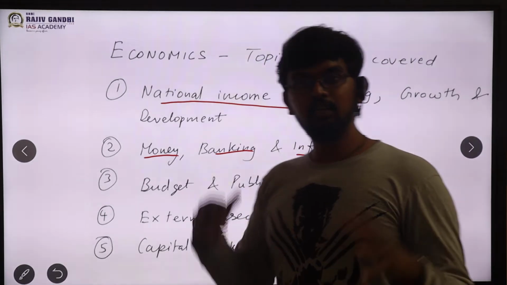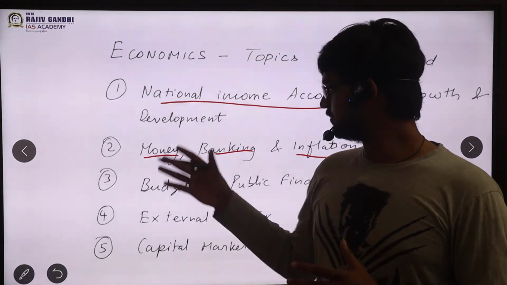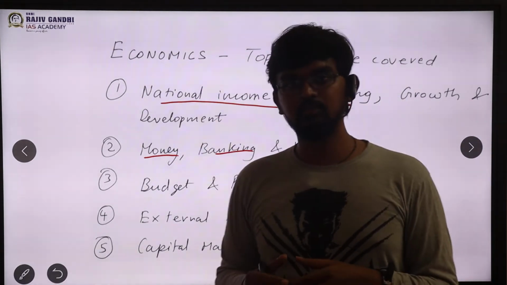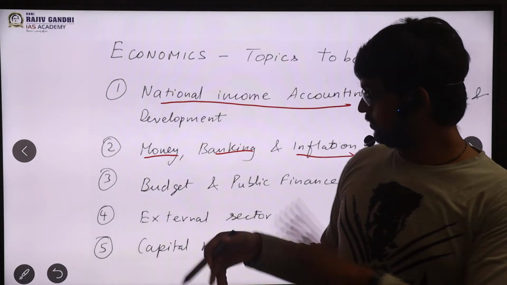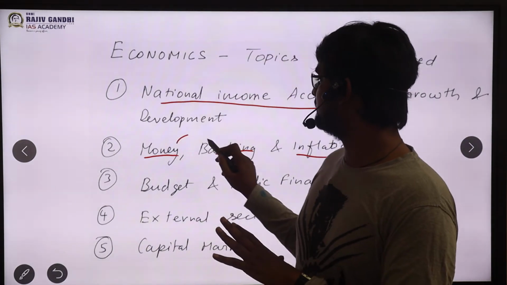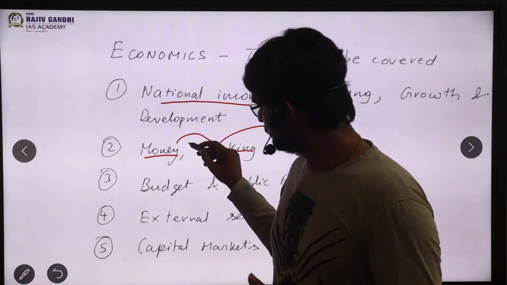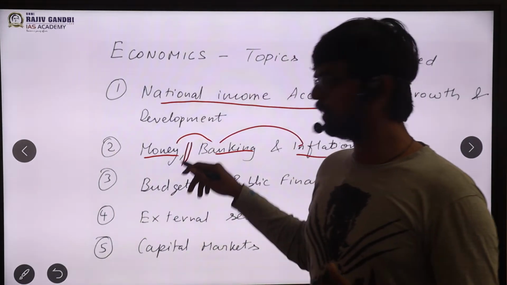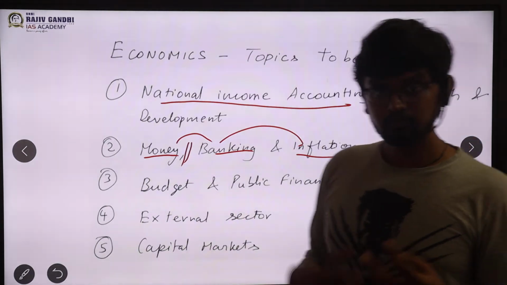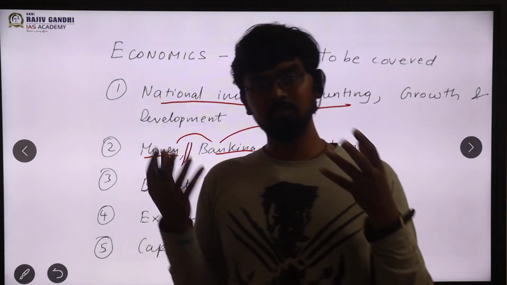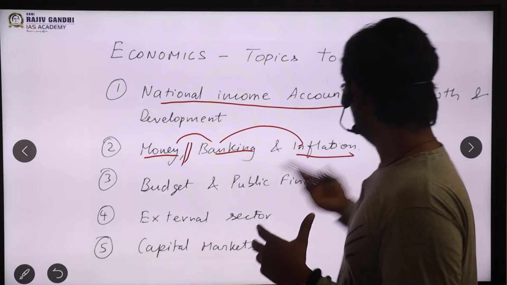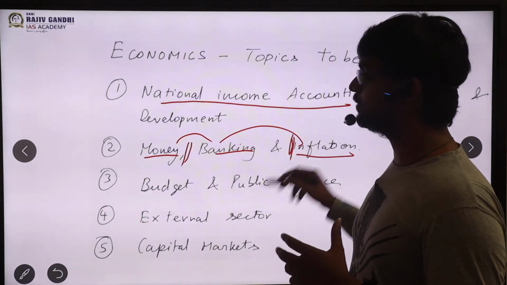So essentially these are three different topics. This is one of the largest chunks of economics. I've written it as one topic because of the interrelation between all three. But essentially this will be covered as three separate topics. First we will be looking at money. Next probably we will be looking at RBI. Next we will be looking at the banking system in India. Finally, we will be looking at inflation and how inflation should be controlled.